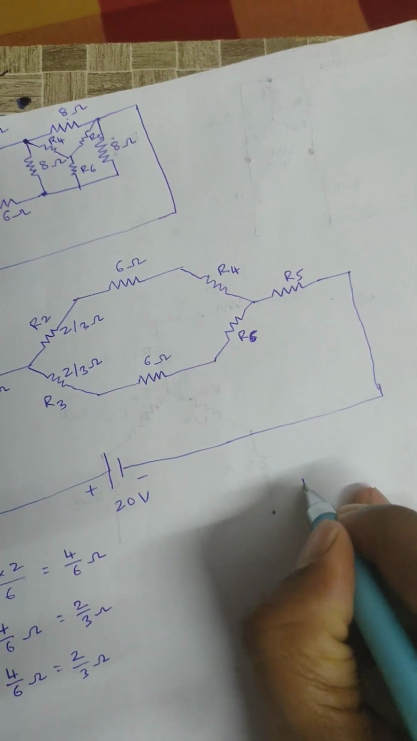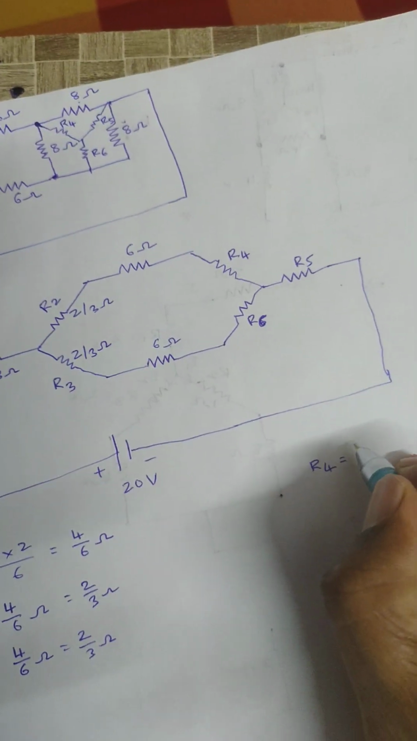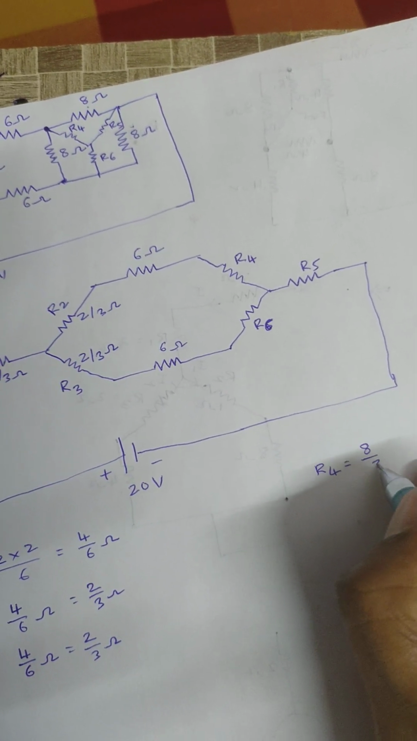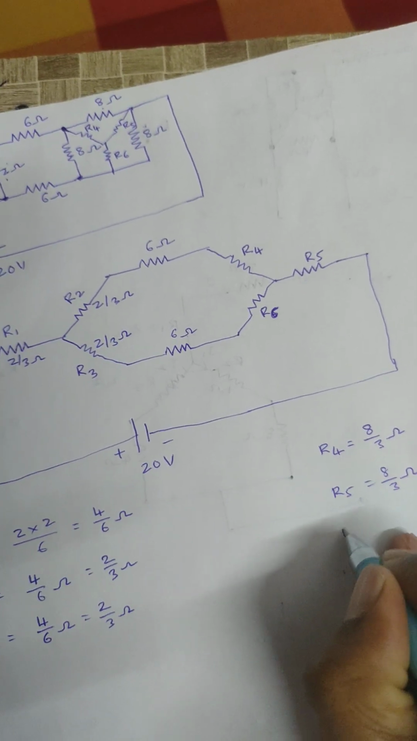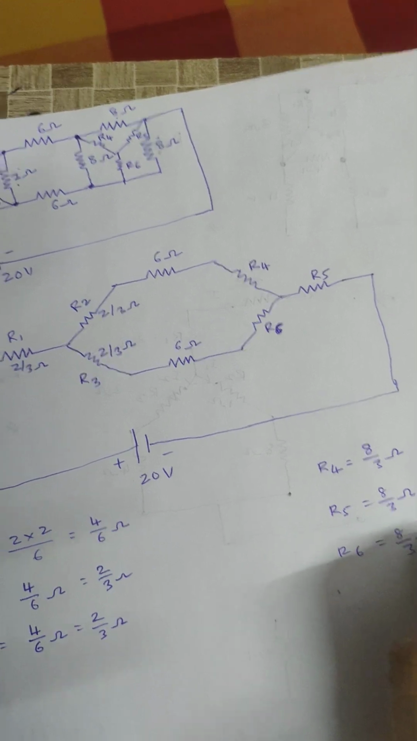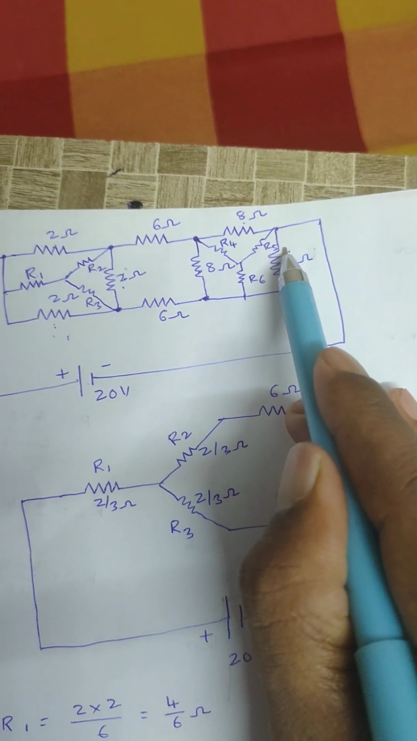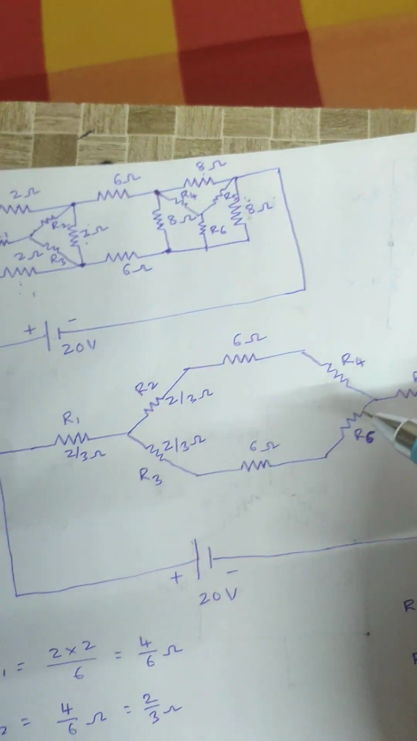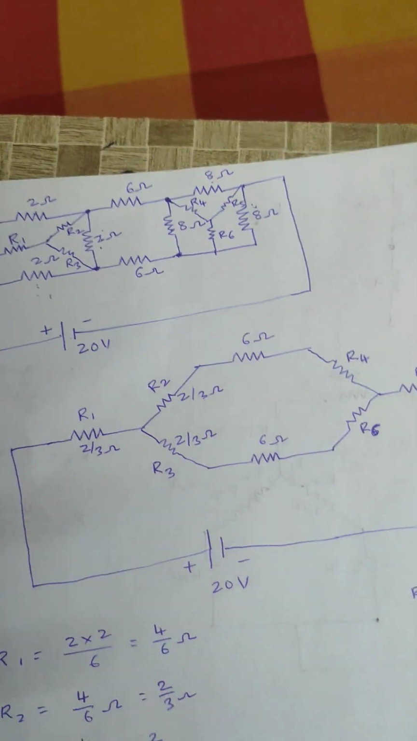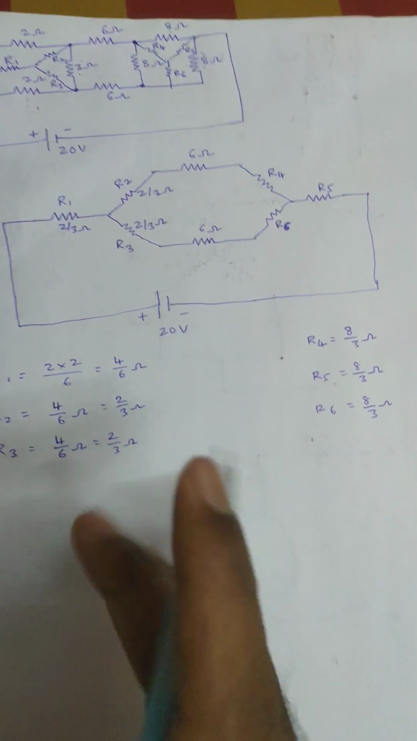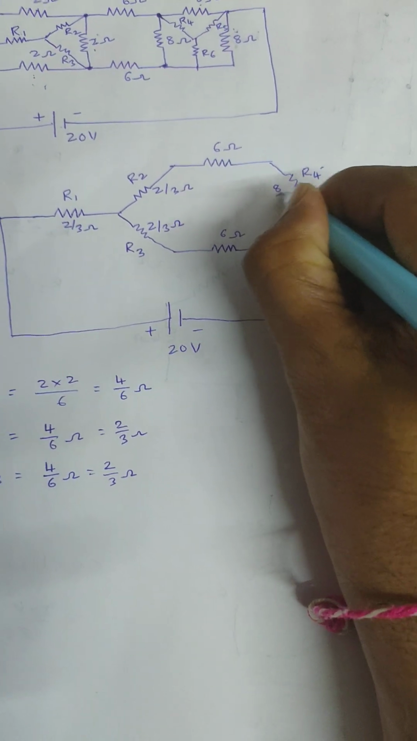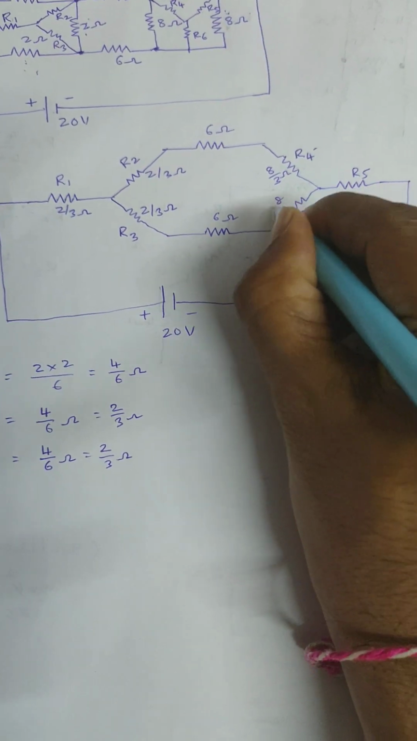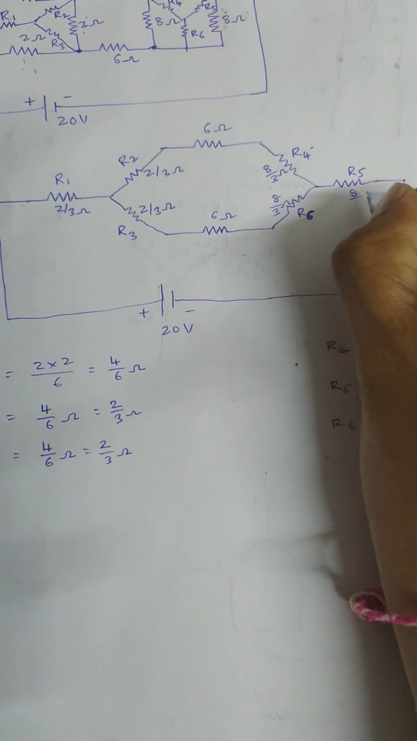In a similar way, directly I can write R4 is 8 by 3 ohms, R5 is 8 by 3 ohms, R6 is 8 by 3 ohms, right? Three equal delta connected values represented by star. After that, R4 value 8 by 3 ohms, 8 by 3 ohms, 8 by 3 ohms, right?